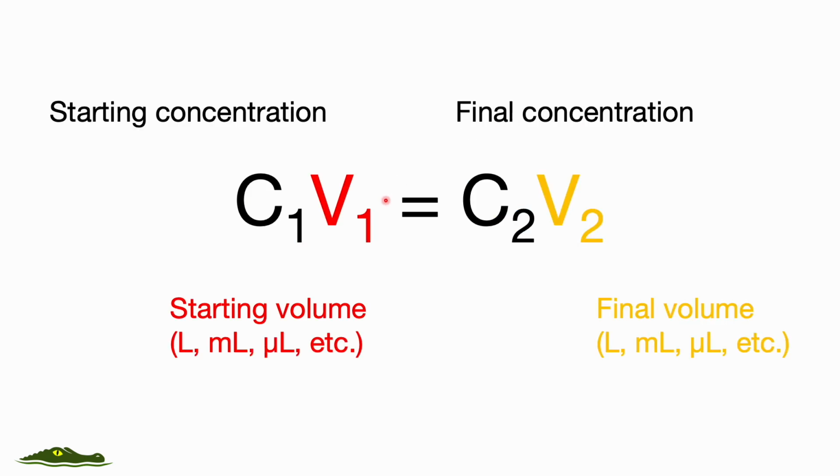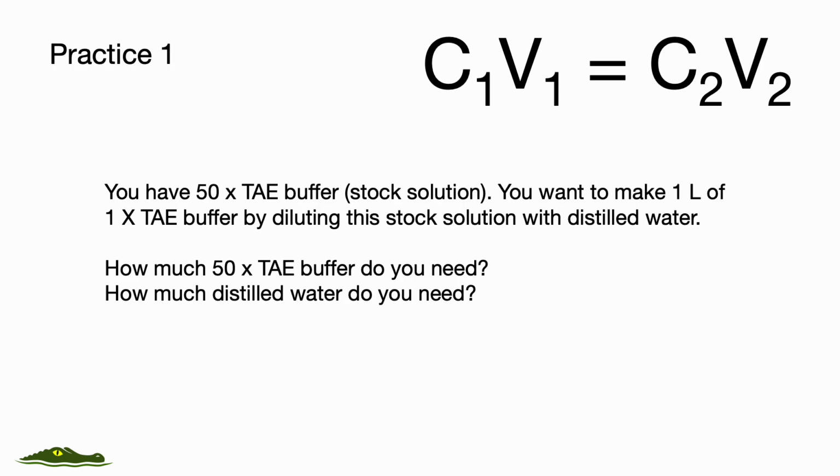V1 and V2 are starting volume and final volume, respectively. Common units are liter, milliliter, microliter, etc. Also, using the same unit makes the calculation easier.